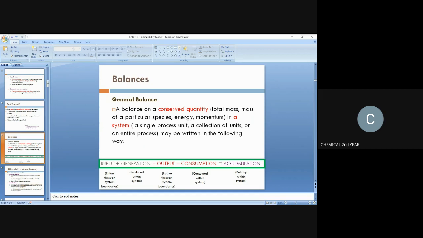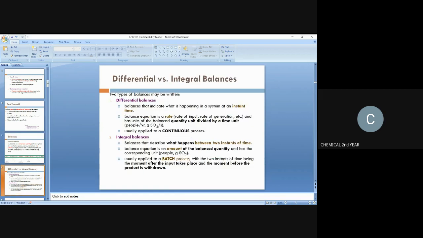Input is what is entering the system through the boundaries, and generation is what is produced within the system. Output is what is leaving through the system boundaries. Consumption is what is consumed within the system and accumulation is what is built up within the system.